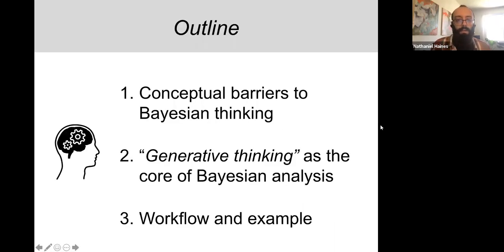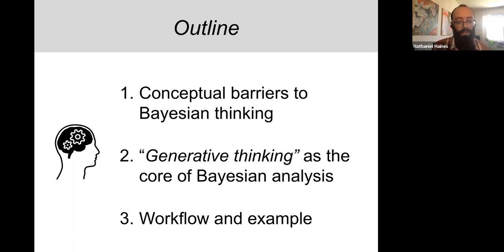And so the general outline for today, I wanted to start because I think a lot of people don't really start from the Bayesian perspective. We start with classical frequentist stats and then get introduced to Bayes later. And so I think with that comes some conceptual barriers that I'd like to point out. I'll start there and then talk about what I think is the core of the Bayesian philosophy, which I'll term generative thinking. And then I'll go through a workflow of how you might apply some of these methods to your own data with an example from some work I've done in the past.